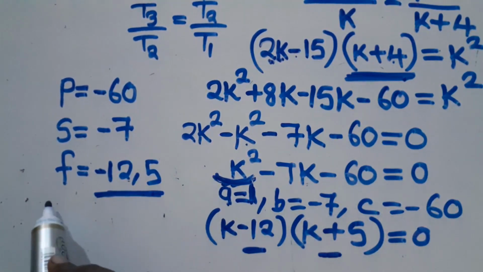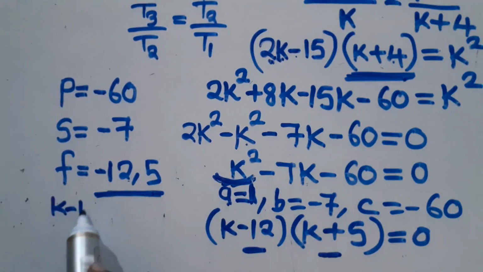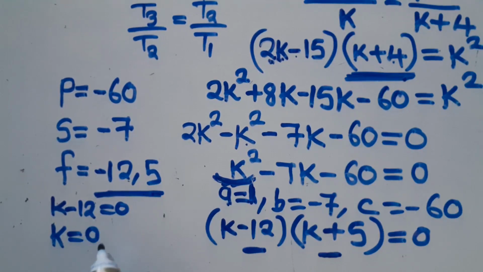So if I get k minus 12 equal to 0, what is my answer? K is equal to 0 plus 12. So meaning that my k is equal to what? 12. This is my k. K is 12.